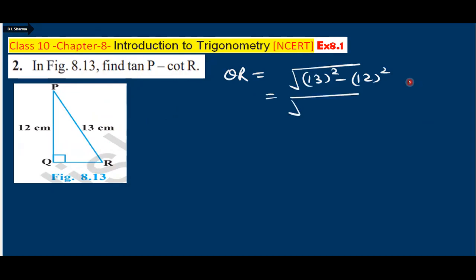Hypotenuse square minus perpendicular square, you can say. So that is 169 minus 144. That is 25. So that is 5 centimeter. So in place of QR, we can write 5 centimeter.